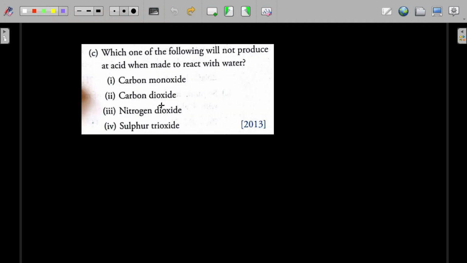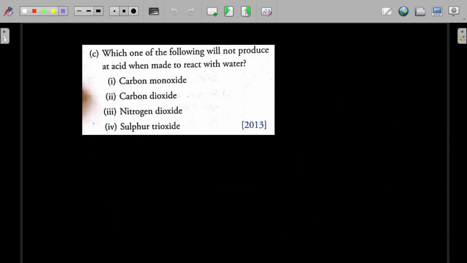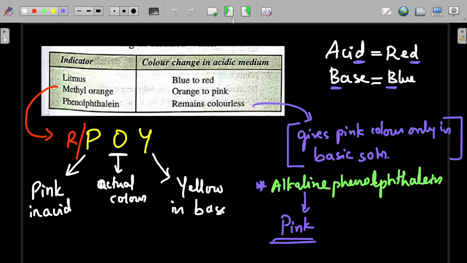If you take alkaline phenolphthalein and add it to base, it remains pink only.